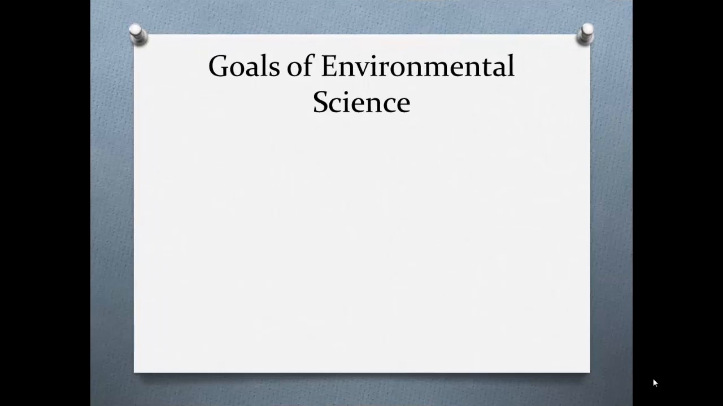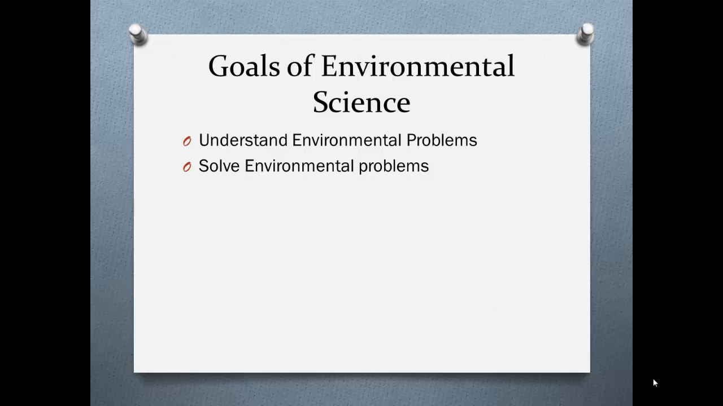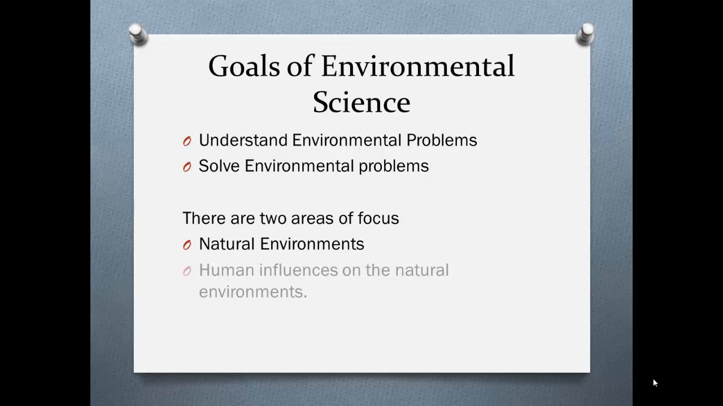There's a couple of goals of environmental science. And the first thing is to understand some environmental problems and to help solve those environmental problems. And then the areas of focus for environmental science are going to be natural environments, which don't have a lot of human involvement, and the other area are human influences that affect natural environments.